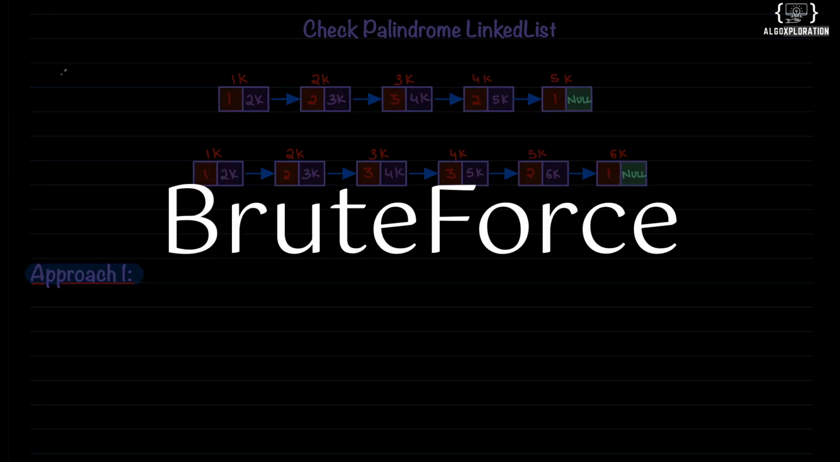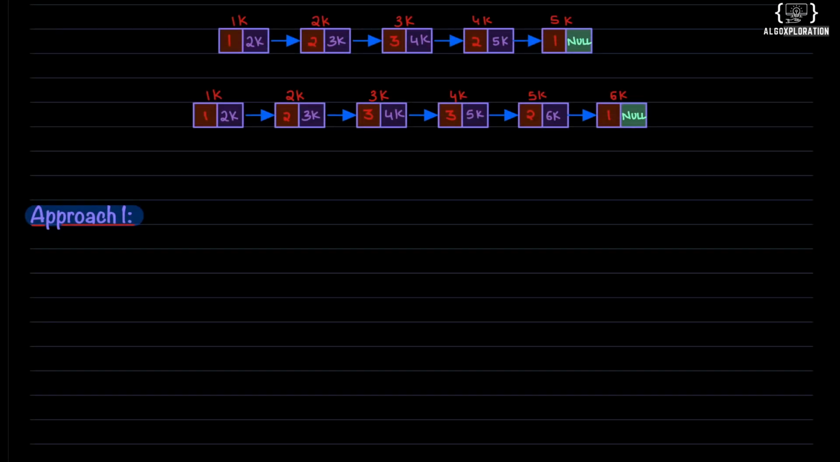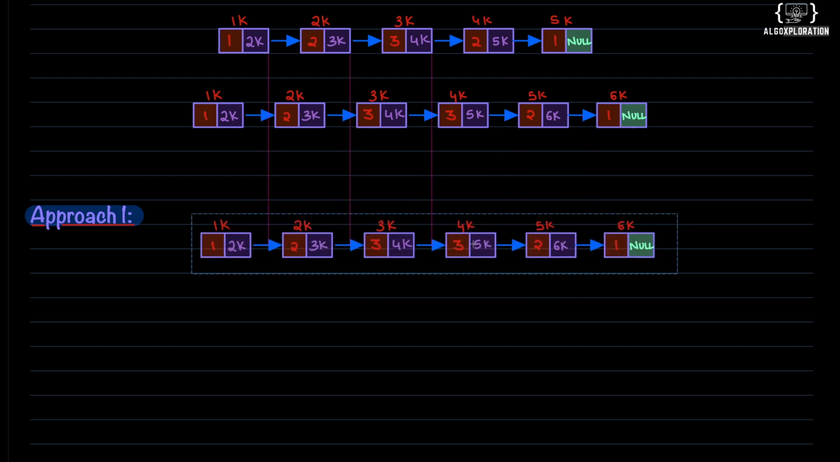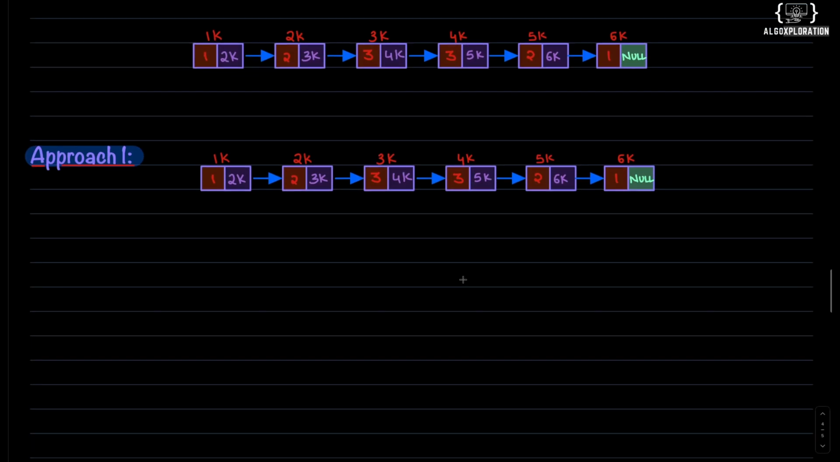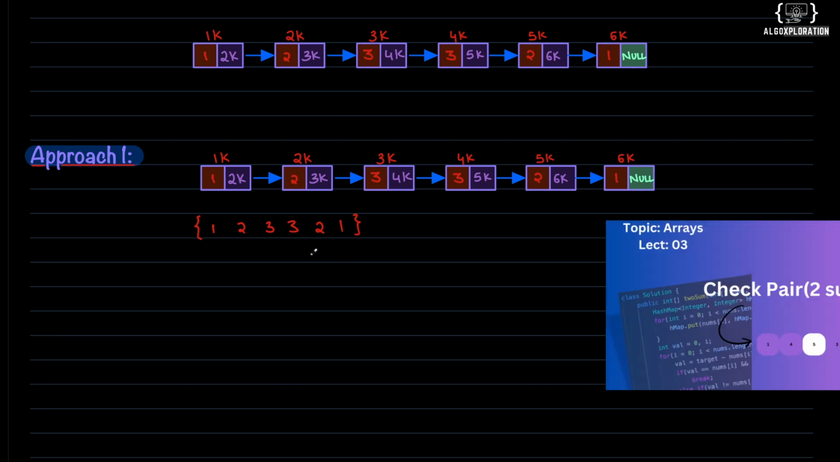Now how can we solve this? See, the brute force approach is that you can take the linked list, like let's say this, and traverse the entire linked list, and while traversing you can copy this into an array. So 1, 2, 3, 3, 2, 1. So this is an array. Now inside the array you need to check whether it is a palindrome or not, and this can be done with the help of the two pointer technique.